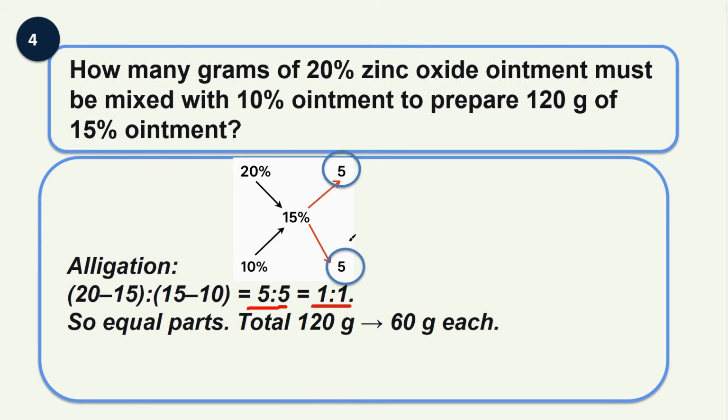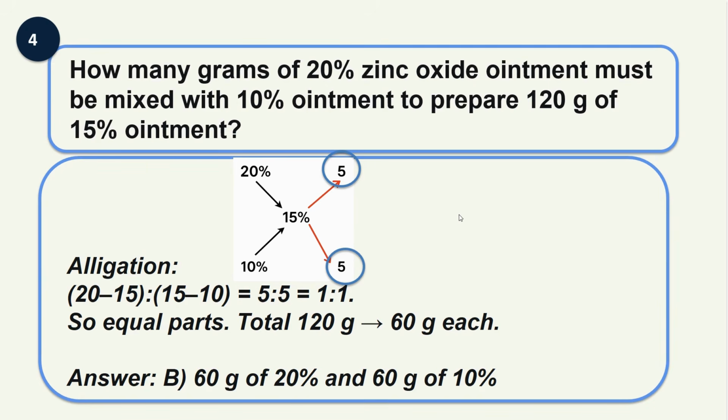That means you have 120 grams. So you should take 1 to 1, meaning 120 divided by 2. So that gives you each part 60 grams. Therefore, you should take 60 grams of 20% and then take 60 grams of 10%. If you mix them together, you will get a new concentration that is 15% of 120 grams.